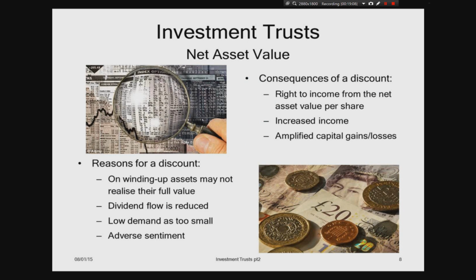There are a number of reasons why an investment trust may be trading at a discount. So now we know that something can trade at a discount, and we know it's down to supply and demand, and we know that when investment trusts are initially traded, they tend to immediately go down below their net asset value and trade at a discount because of the warrants that are attached to them. So let's have a look at why we can be trading at a discount. If the investment trust were to be wound up, the feeling is that the trust assets may not realise their full value due to dealing costs.